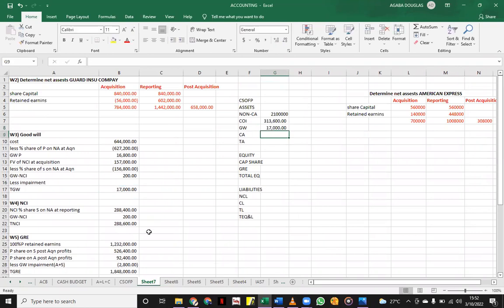Someone might ask, why have we ignored the goodwill of the associate? The only item of the associate that we include in our assets, as regarded by the standard, is the cost of investment in the associate, which is here. So we are simply going to add up all those. We are going to add up all the associates, all the current assets of the subsidiary, and all the current assets of the parent.